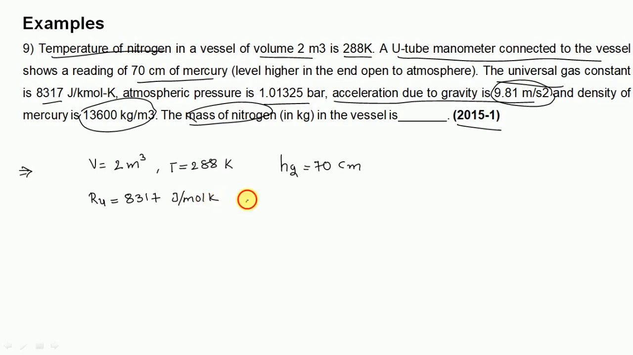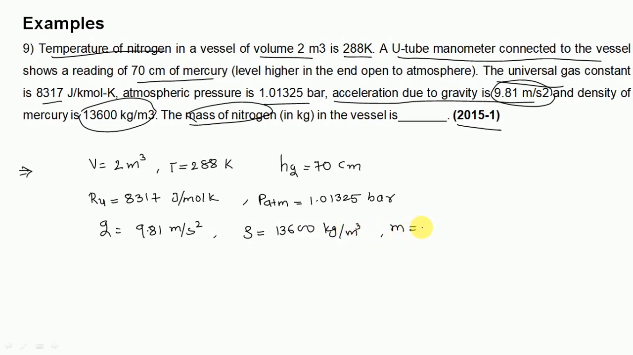Atmospheric pressure is given, so P atmospheric is 1.01325 bar. Another important thing given is g, the acceleration due to gravity, and it is 9.81 meter per second square. And then density rho is given, 13600 kg per meter cube. And here you need to find the mass of nitrogen. So this is the given data which is available with us.